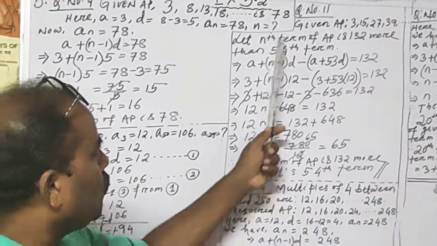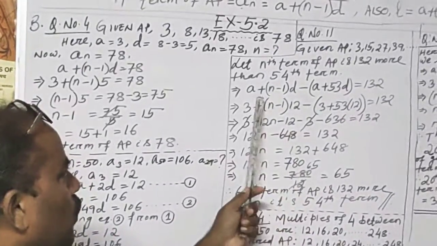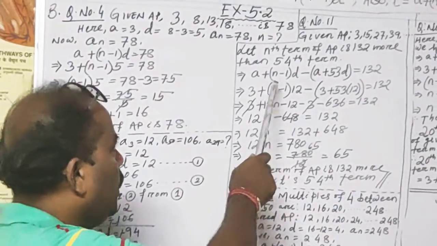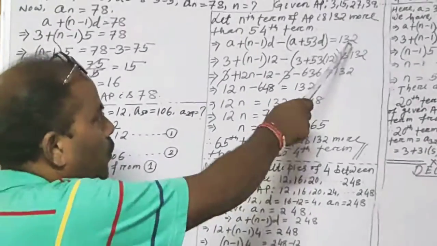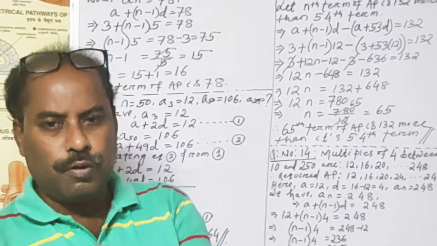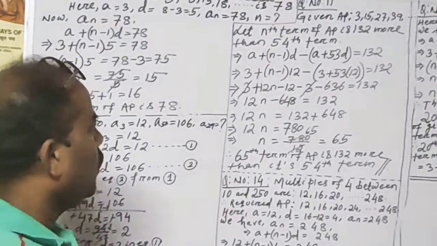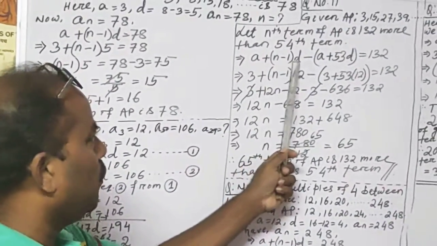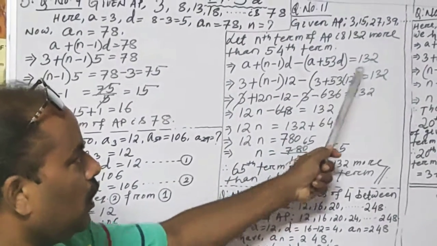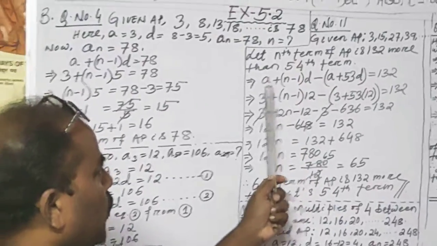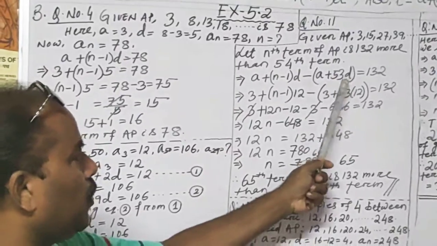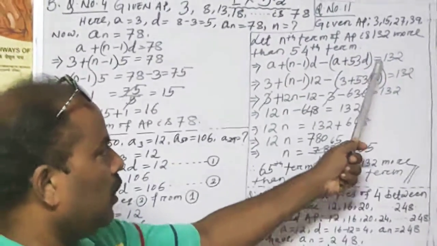So now according to the question, if we go to make the equation, we can write the nth term. Suppose let the term be n. The nth term of the AP minus the 54th term should be equal to 132. The nth term is equal to A plus n minus 1 into D. This is the formula. An minus A54 equals 132. An is A plus n minus 1 into D, minus the 54th term formula, A plus 53D, equal to 132.